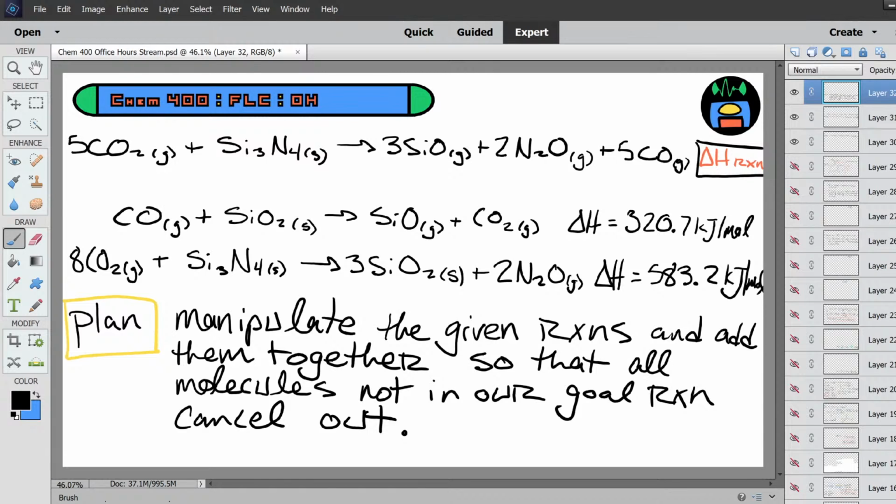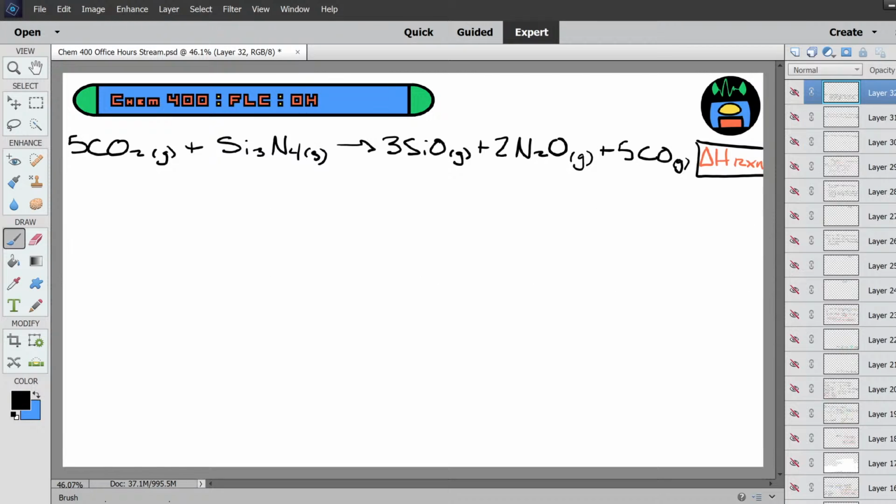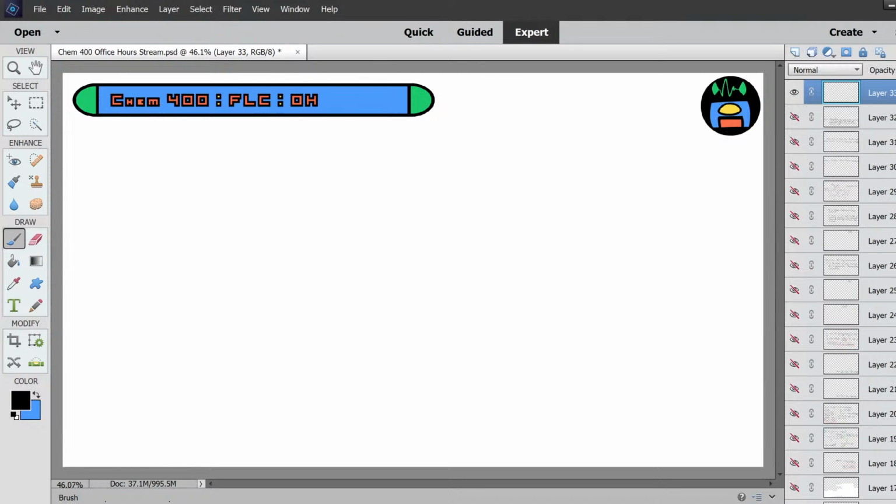Now, I'm going to do a really quick review of how you manipulate reactions and the effects that has on delta H. And then we're going to apply these to this problem that we're currently working. So here's a refresher on how to manipulate reactions and delta H.